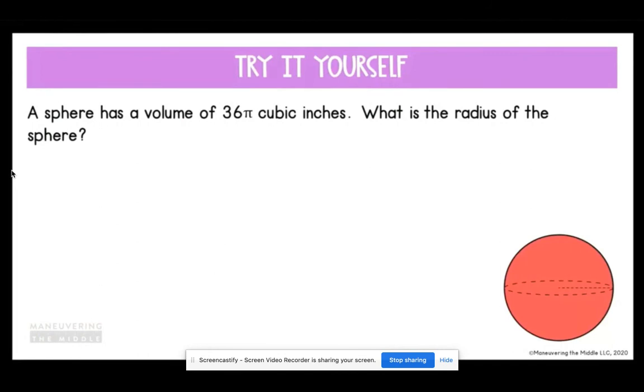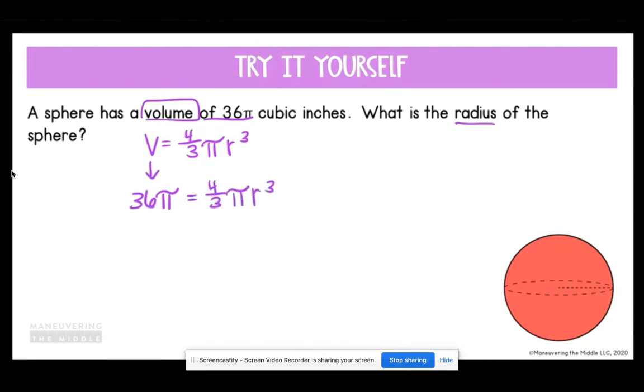Try a similar problem here. This sphere has a volume of 36 pi cubic inches. What is the radius of the sphere? Always start with your formula. What we're given this time is the volume. So we're going to replace the volume here with 36 pi. I want to start isolating the variables, so I'm going to divide both sides by pi. On both sides, it will cancel or reduce to 1. So now we have 36 equals 4/3 times the radius cubed.